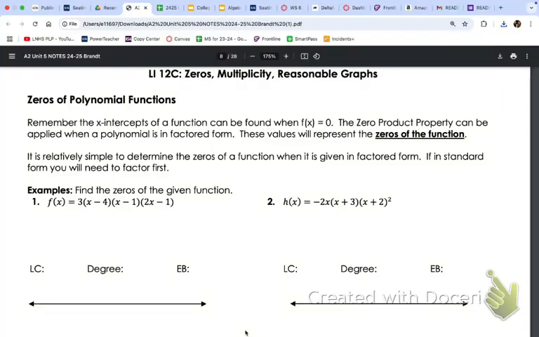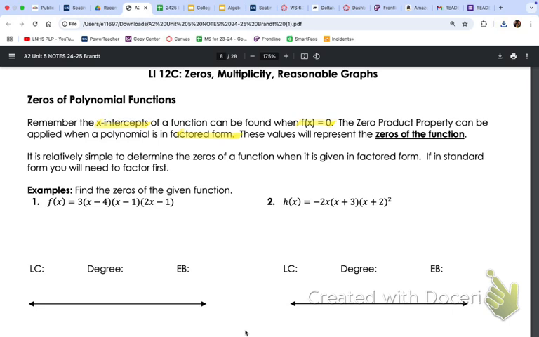We have learned about zeros with quadratics. So remember that the x-intercepts can be found when f of x is equal to 0. I'll highlight that. The zero product property can be applied when a polynomial is in factored form, and then these values will represent the zeros of the function.